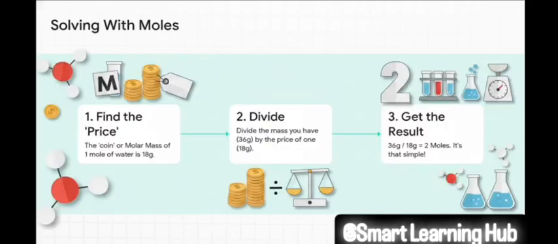Let's just walk through a quick problem right on the screen. Let's say we want to know how many moles are in 36 grams of water. Okay, step 1, we find the price, which is the molar mass of 1 mole of water. And we know that's 18 grams. Simple. Step 2, we just divide the mass we actually have, 36 grams, by the price of 1 mole, which is 18 grams. And that gives us our result in step 3. 36 divided by 18 is 2. We have exactly 2 moles of water.